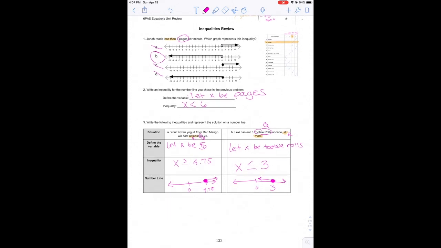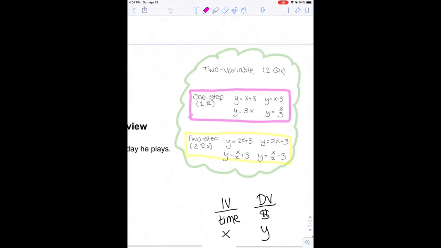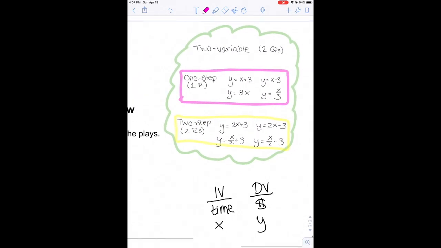Okay. Great. So now we're on to the variable relationships review. So this is the stuff that's going to be helpful here. This is where we are going to have our y equals equations, because there's going to be 2 missing elements, 2 quantities, 2 things we don't know. And remember, if it's one relationship word, it'll be one step, like in the pink box. And if there are 2 relationship words, it'll be 2 step, like in the yellow box.